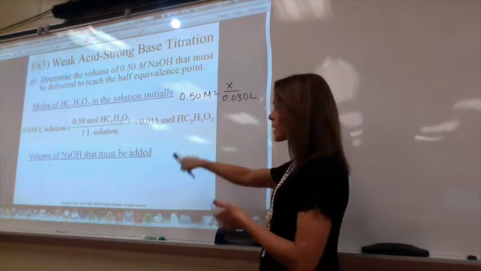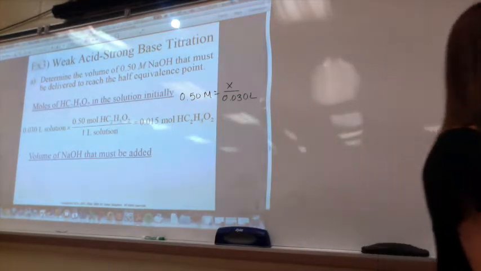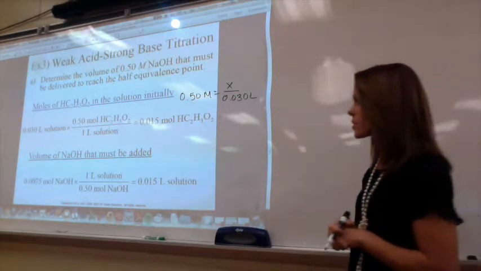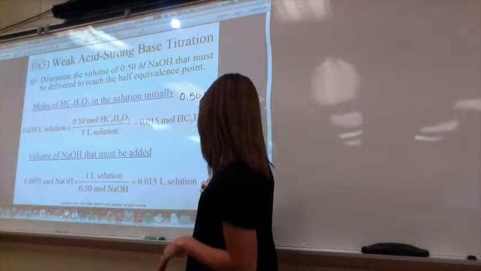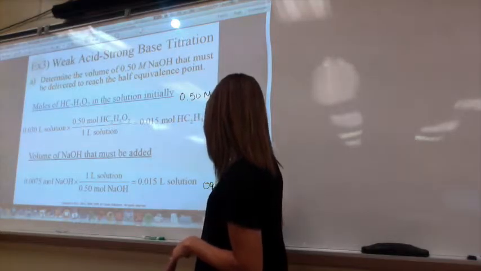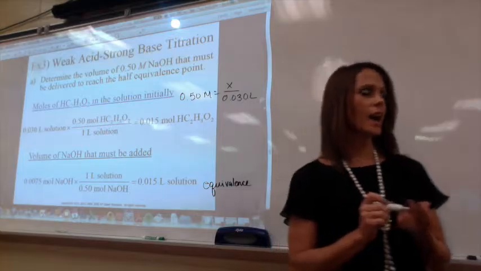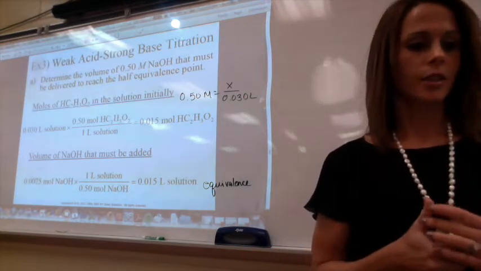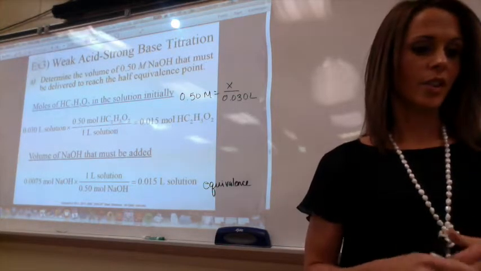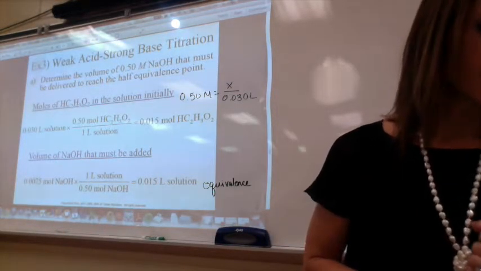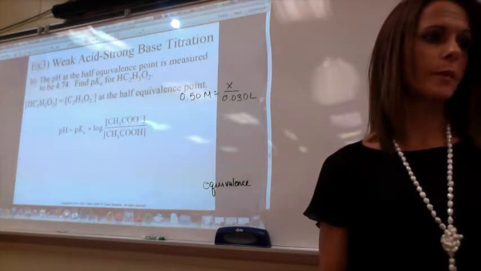So then the volume of the base that has to be added is molarity equals moles over liters. We've done this probably like 10 times yesterday, and it was all on your homework. So you have to add 0.015 liters, and this is for your equivalence point. So if we're looking for our half equivalence, what are we going to do? You're going to divide by 2. So I think that's what it said. Determine the volume to reach the half equivalence point.